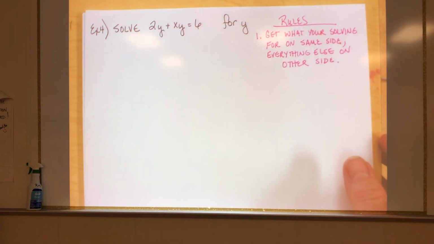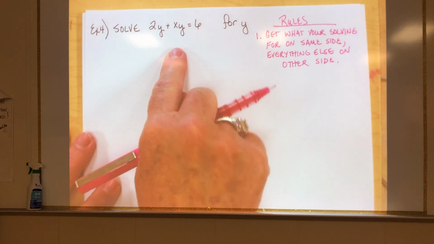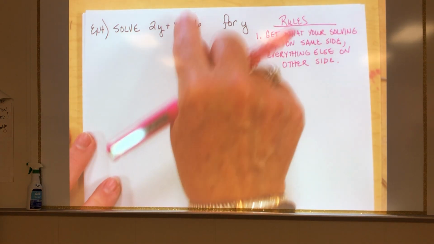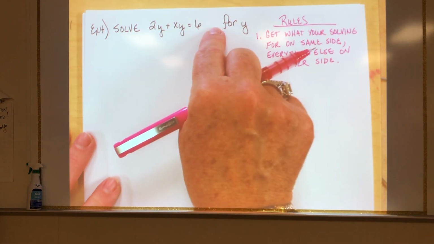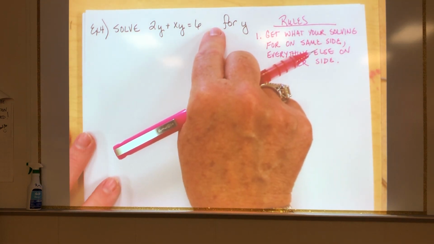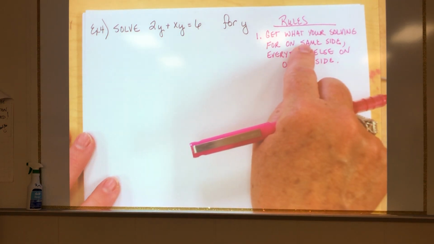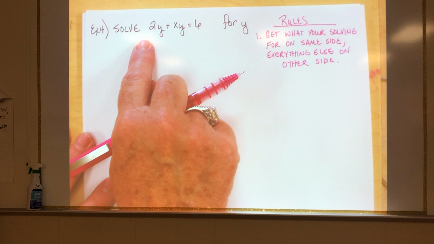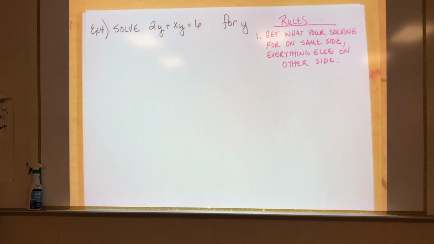You want all the terms that have a y to be on one side and every other term to be on the other side. Is this one already that way? Yes. Okay, if this had a plus z right here, then I would need to move that plus z over here and make it a minus z. Do you understand? Okay, so whatever you're solving for, all those terms should be on the left or the right, whichever side, it doesn't matter. And everything else should be on the other side.